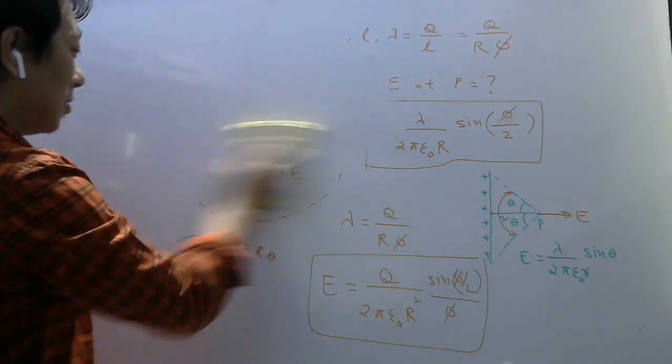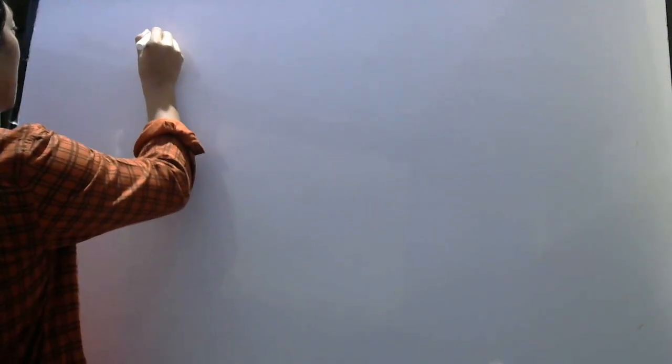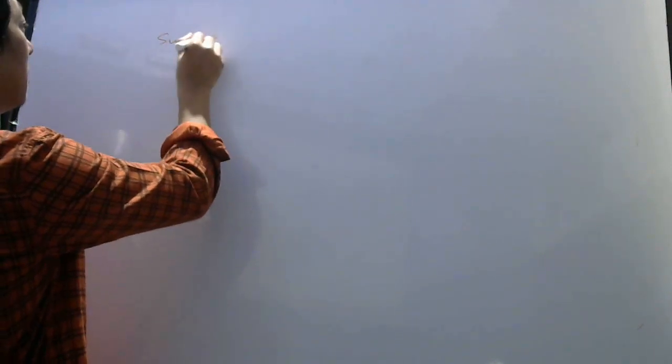Then there will also be something called a disk of charge. Okay, but for that I think we will not do it today. We'll do it maybe in the next video. So let us now just recap all the formulas. Okay, summary.